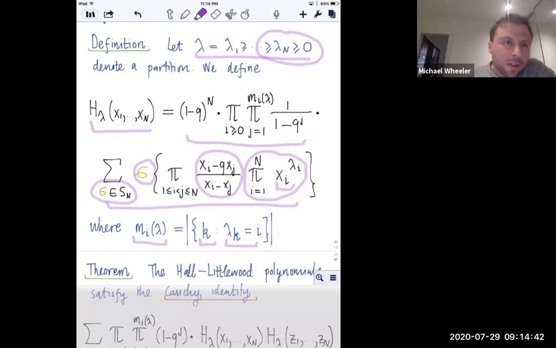Okay, so we have a question from Rick. Can this formula be interpreted as a sum of non-intersecting lattice paths? So we will see a lattice path interpretation of the formula, but certainly this is not non-intersecting lattice paths. It's a little more complicated than that, but it does have a nice combinatorial interpretation.